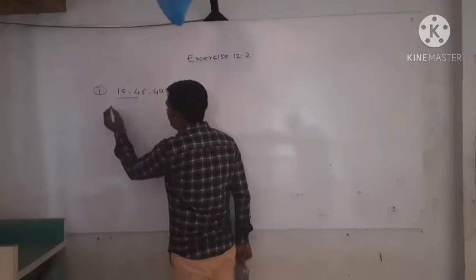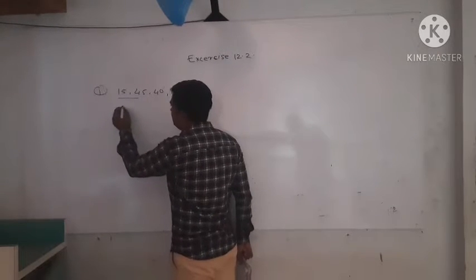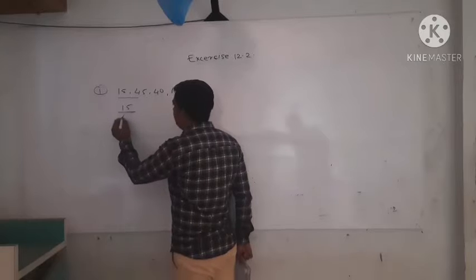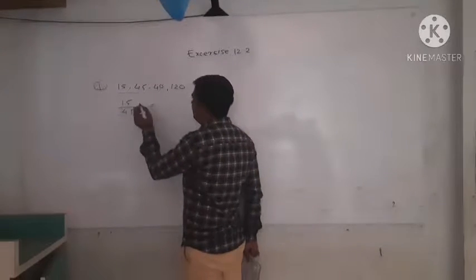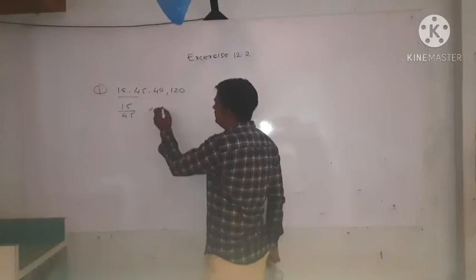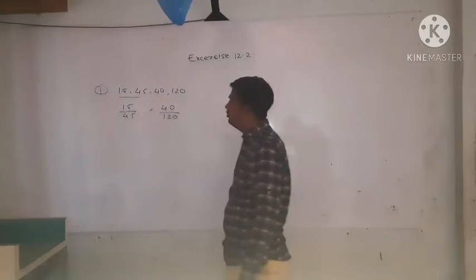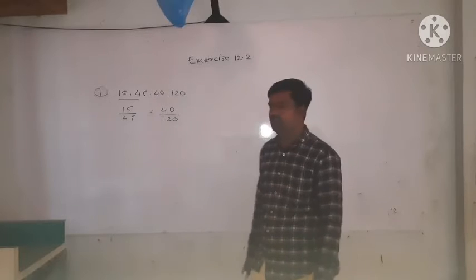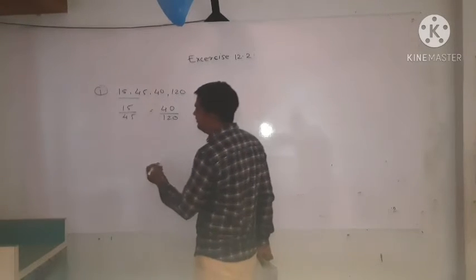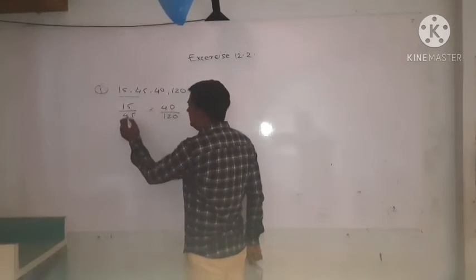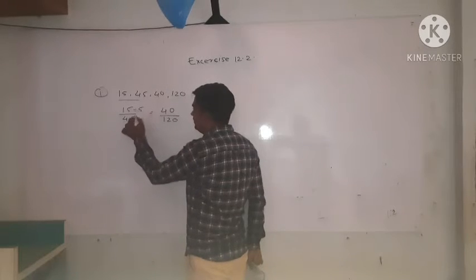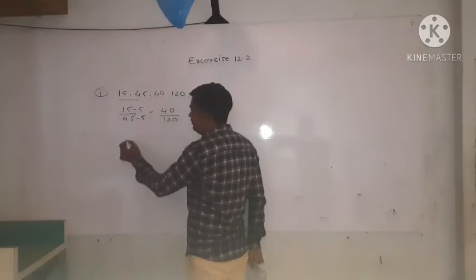So first ratio you can take here 15 by 45 and second ratio is 40 by 120. And we want to find whether they are in proportion or not in proportion. Now see these both numbers in which table? 5 number table. Okay, so you can solve this.